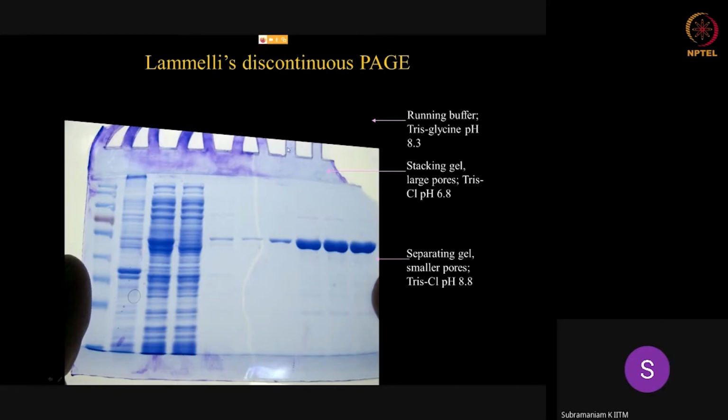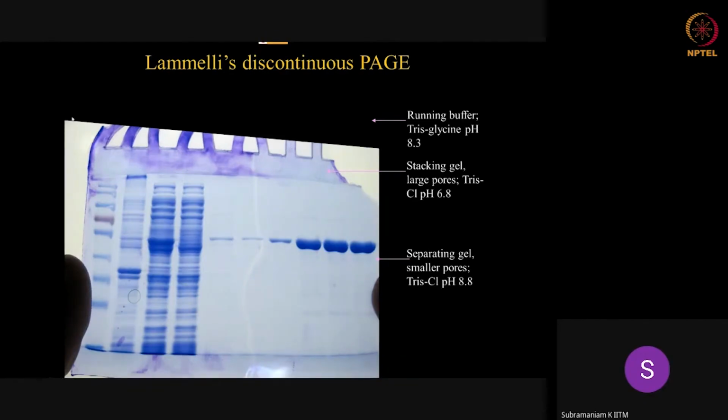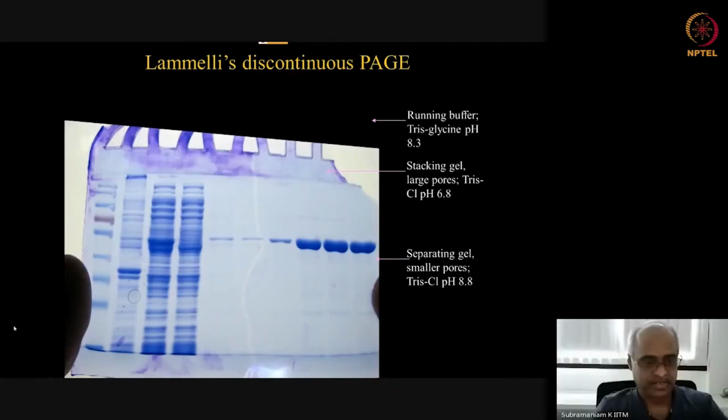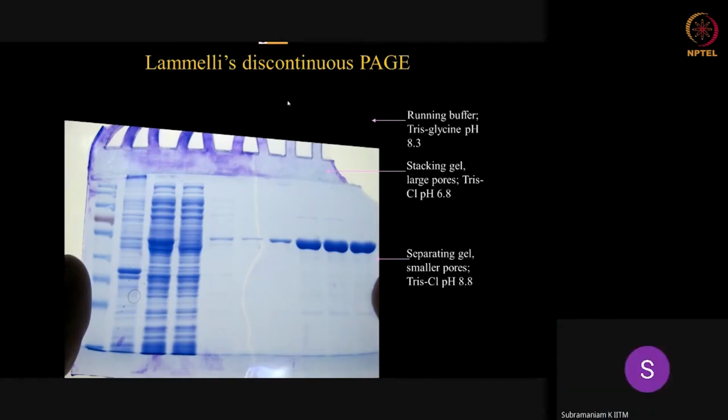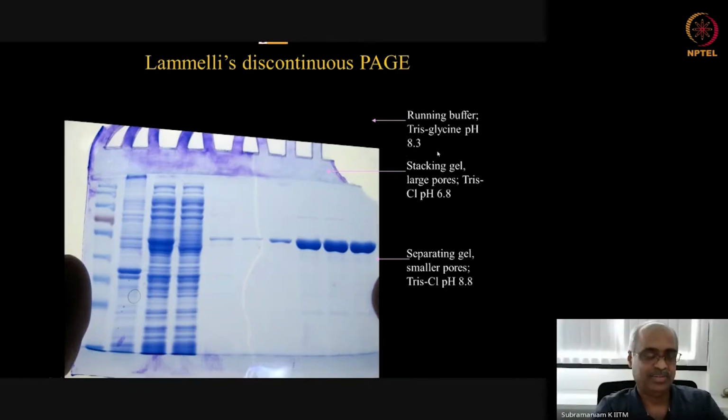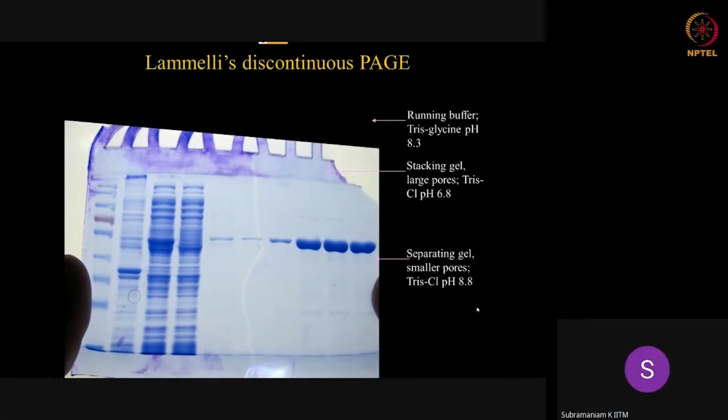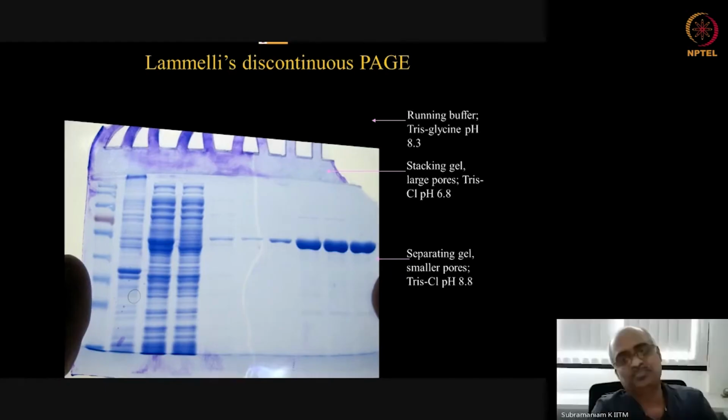So, once this is done, it is mounted on a tank. There is one tank on the top, one tank at the bottom, and the electricity is applied. And the tanks are filled with a buffer, and that is going to supply the ions for continuous passage of the electric current through this. And that buffer is tris glycine. Okay, so here the pH is 8.3. So pay attention to all these values. These are all important, and these are directly connected to the pKa concept that we learned.